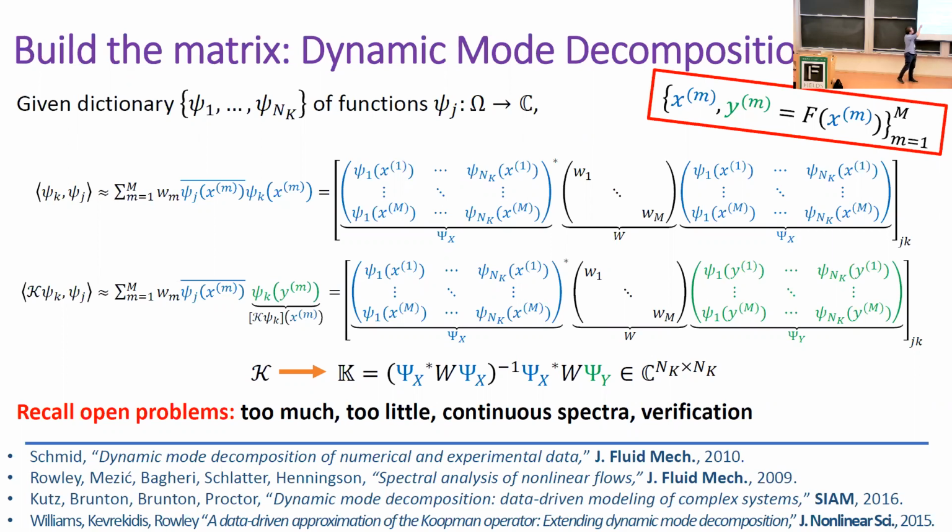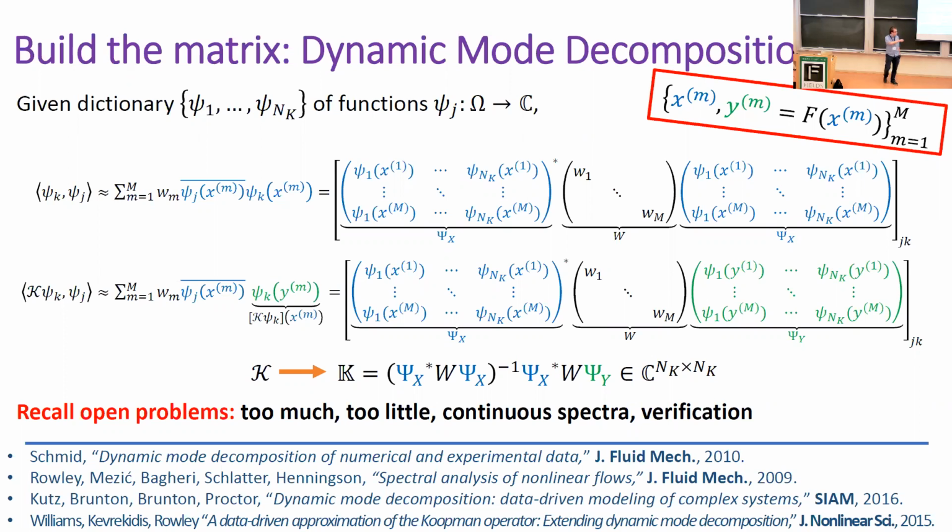Okay, so you take the inverse of this Gram matrix and apply it to this matrix here. For those of you who've played around with DMD, this is actually the transpose of what people usually compute. Okay, so we've got this finite matrix approximation.